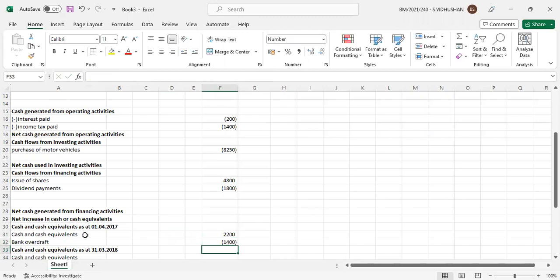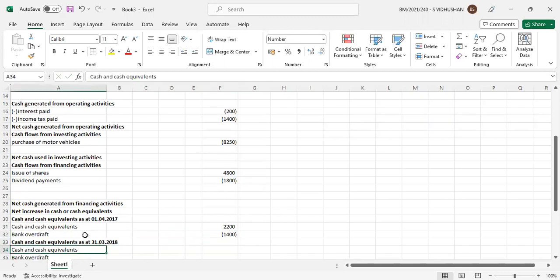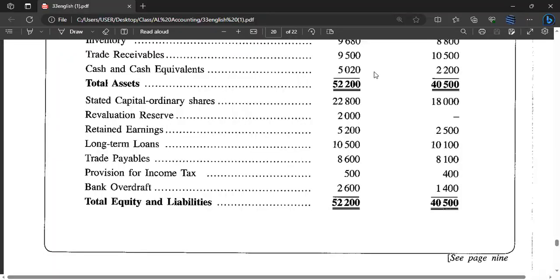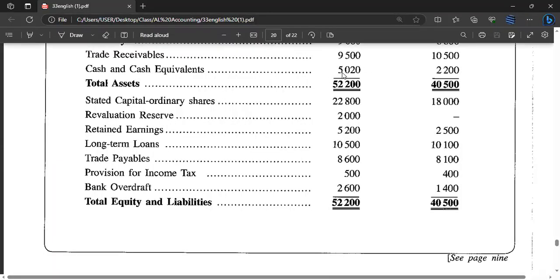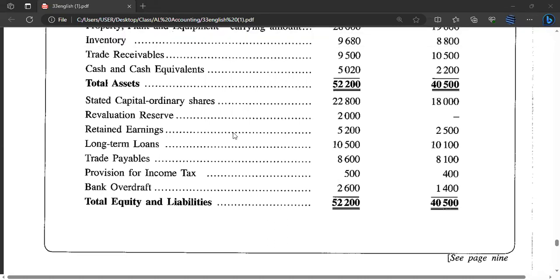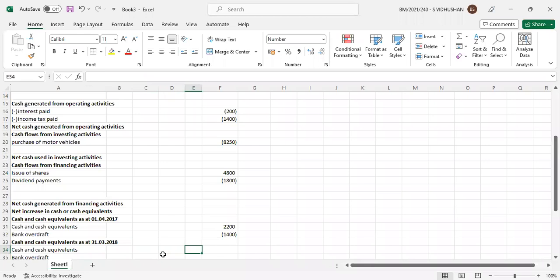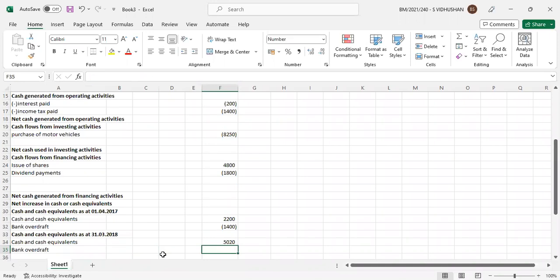Right. Then cash and cash equivalent at the end, how much do you have? We can see 5,020, but you need to deduct the bank overdraft. How much is the bank overdraft? You have 2,600, right? So here closing 5,020, and here you have a bank overdraft of 2,600, right?